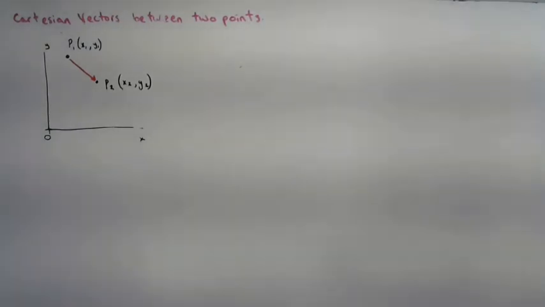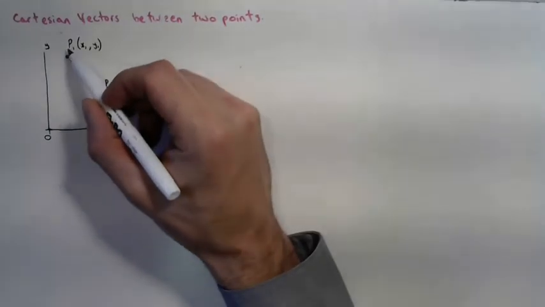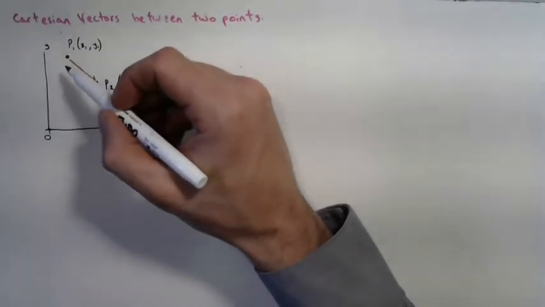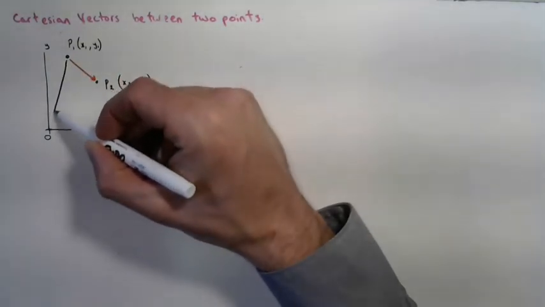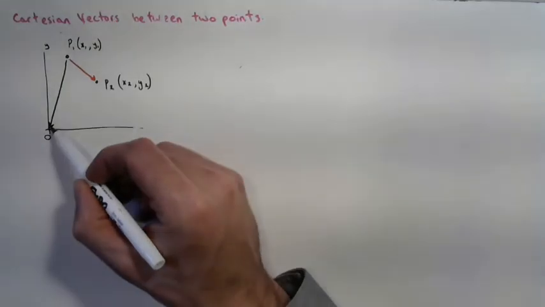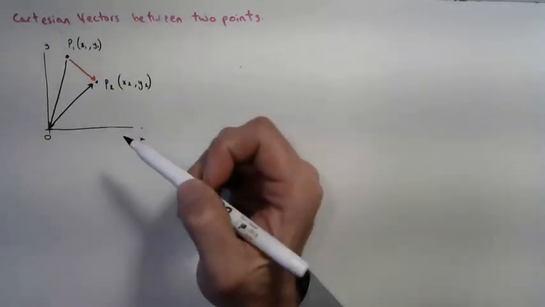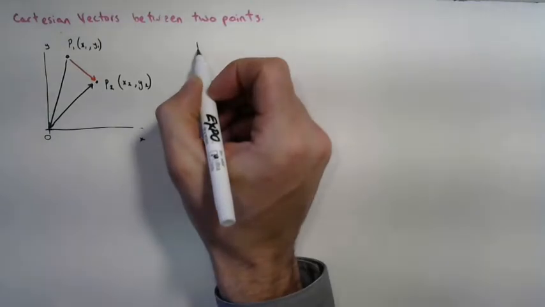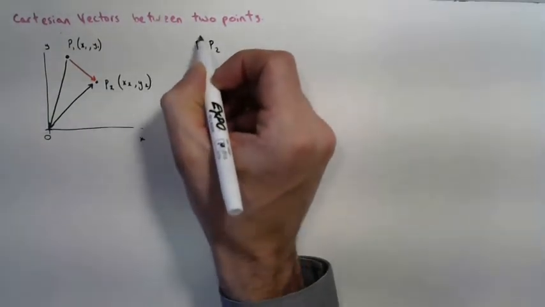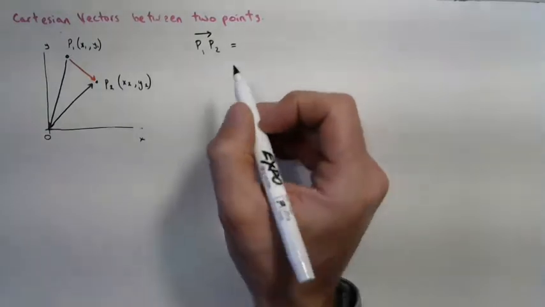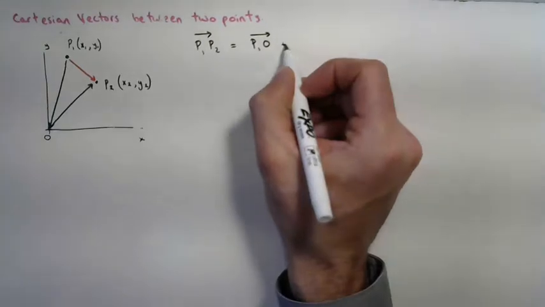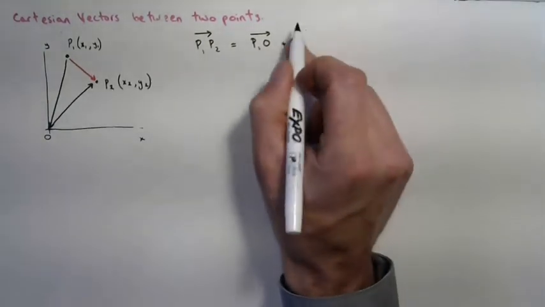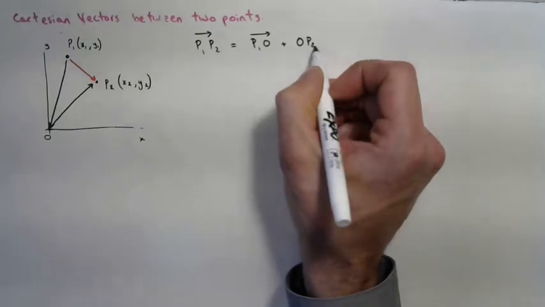So what we're actually looking for is the vector P1P2. Well, we have enough knowledge about vectors already to know that if we want to go from P1 to P2, we can break this into two vectors, and we can say that P1P2 is the vector P1O plus the vector OP2. Okay, how would we write that? Well, P1P2 as a vector is equal to the vector P1O plus the vector OP2.